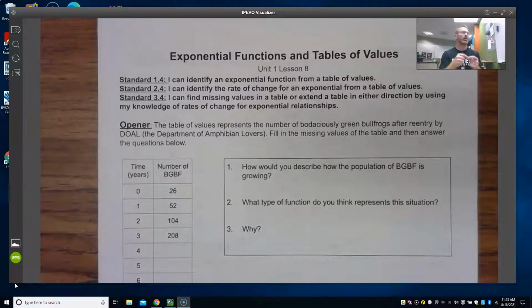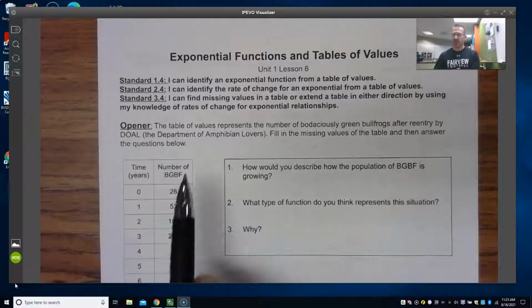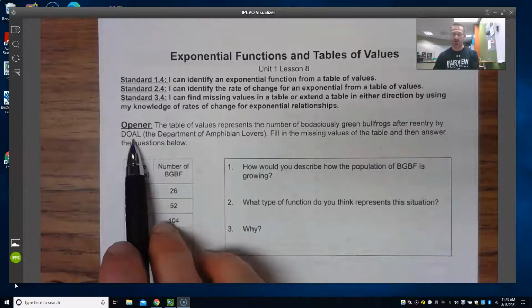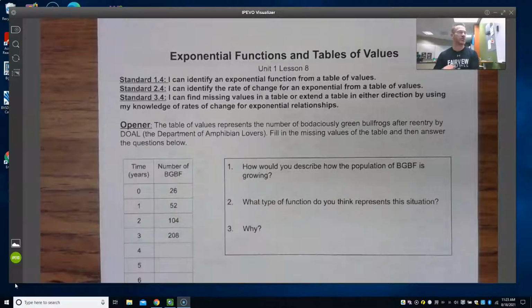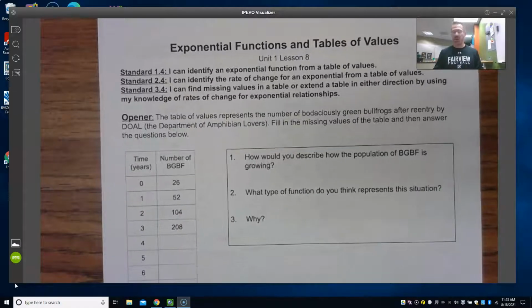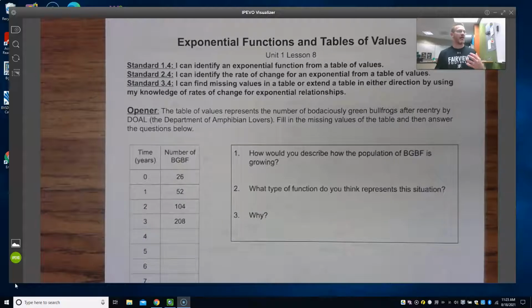All right, now let's look at our opener here. The table of values represents the number of bodaciously green bullfrogs after reentry by Dole, the Department of Amphibian Lovers. We want to fill in the missing values of the table and then answer the questions below. We're going to do this a little bit like we did last time, because once again, the pattern may not be as obvious with this table.